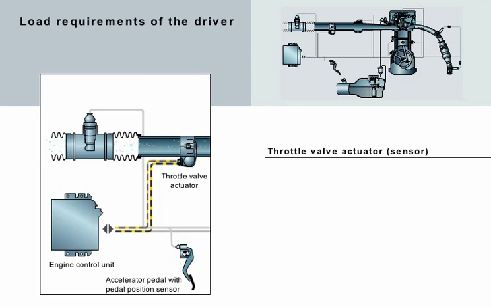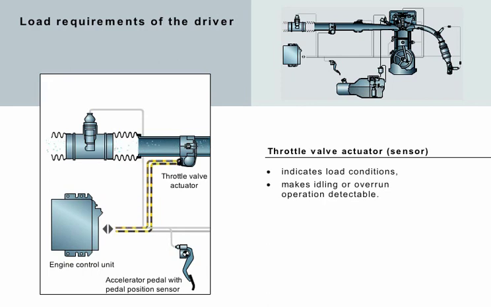The throttle valve actuator also operates as a sensor for the engine control unit, as the electronic control system must constantly monitor whether the throttle valve has assumed the calculated position. The throttle valve actuator also indicates the load conditions, full or partial load, to the engine control system. Together with other input signals, the throttle valve position is also used to determine idling or overrunning of the engine.